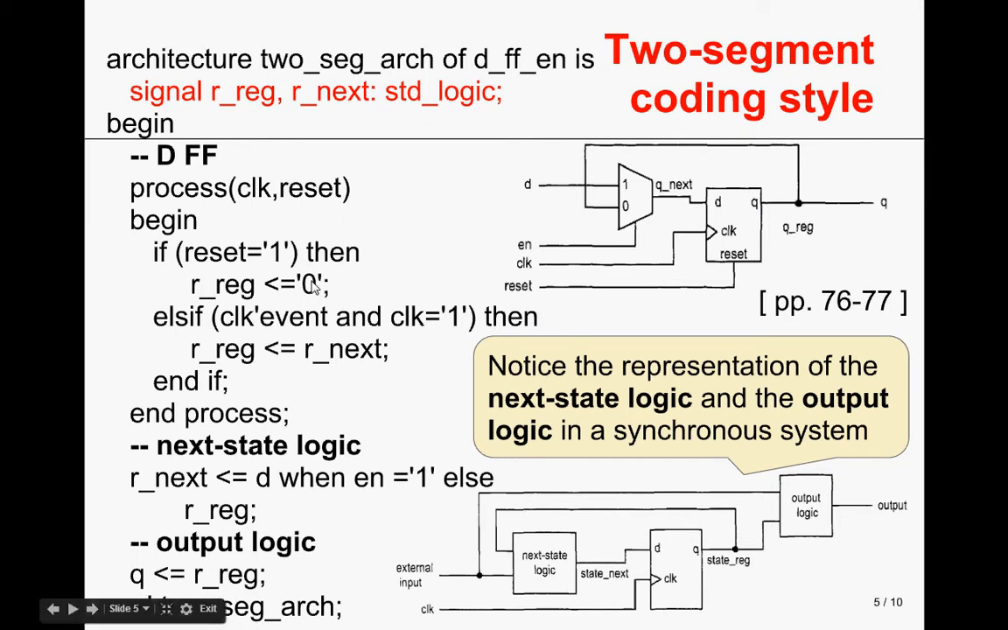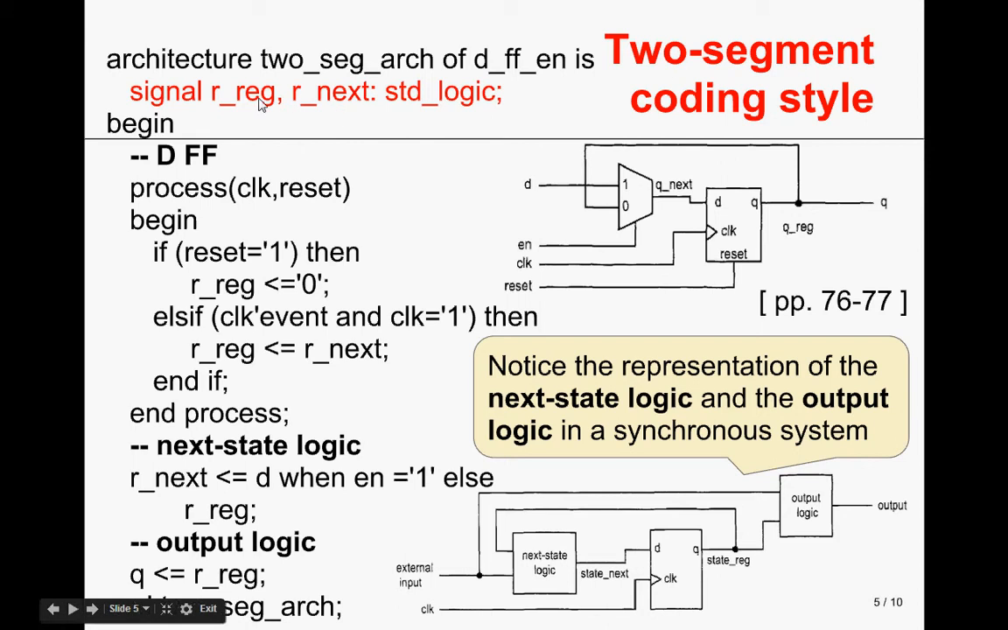Now the way to code this in VHDL is again through a process, but in this case we will be using this two-segment coding style, and two-segment means that we will define the current value, which is defined as _reg, and the next value, which is defined as _next. These are the two segments used in this coding style.